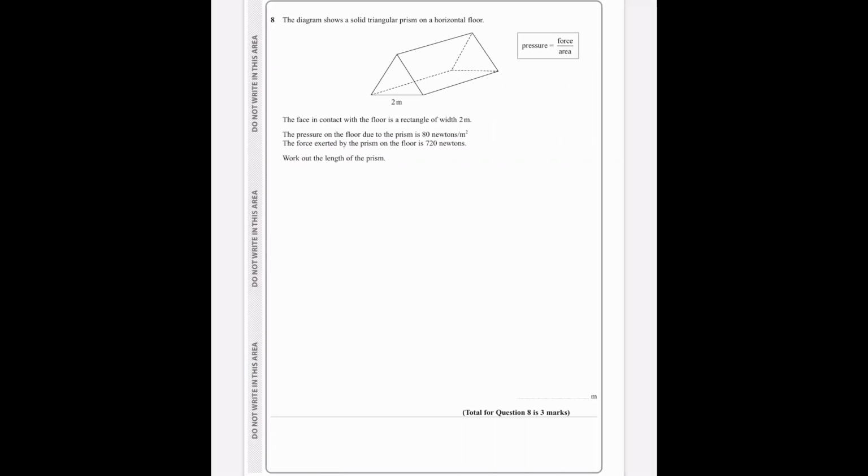Question number 8, we know that pressure is equal to force over area. The pressure is 80. The force is 720, so 80 equals 720 over the area of the base. Multiply both sides by A, divide both sides by 80. We get that the area must be 9 square meters, and so 2 multiplied by the length is going to give us that 9 square meters, because it's a rectangle, so divide 9 by 2, we get 4.5 as the length of the prism.